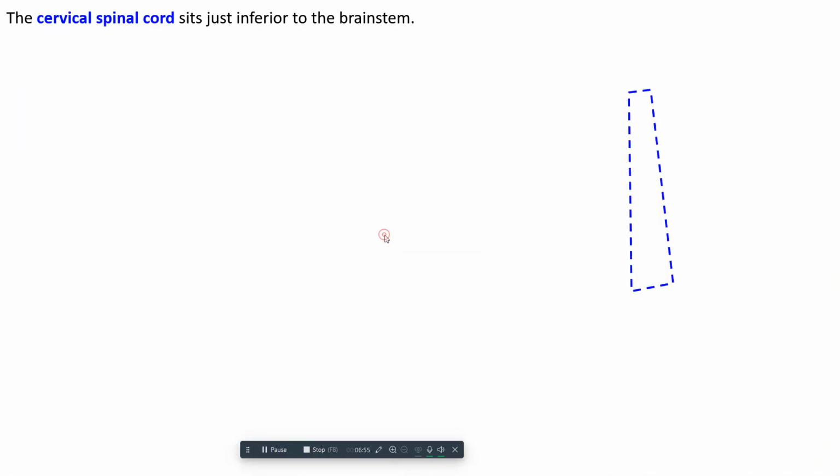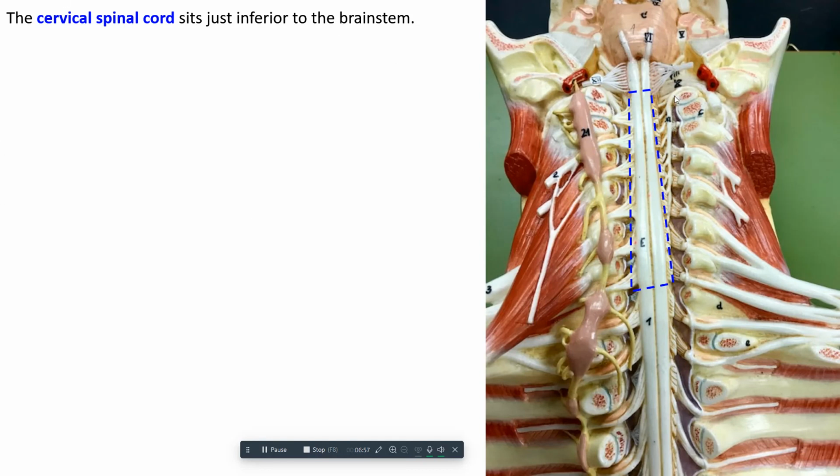Okay, let's zoom in. So I've zoomed in on my cervical spinal cord. I see the medulla oblongata above it, and the pons above that. I see its trigeminal nerves right there, of course. And here is my cervical spinal cord right here, just inferior to that brainstem.